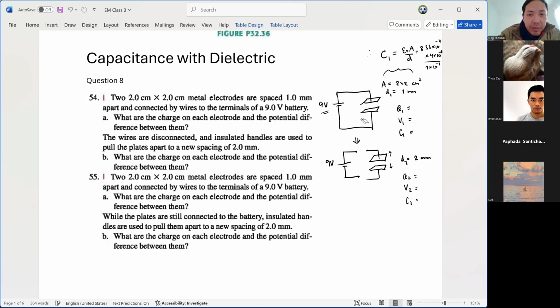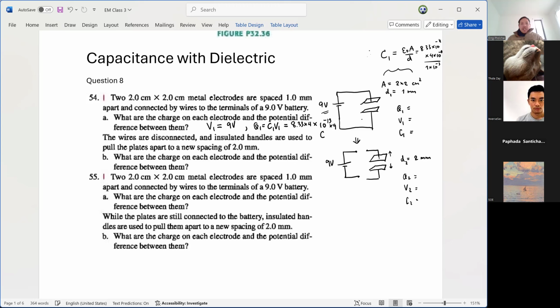So first thing I know is that I know C and I know V. What is V1? V1 must be 9 volts, right? And Q1 is going to be C1 V1. So it's going to be this number. So 8.33 times 4 times 10 to the negative 4 plus 3 becomes negative 1, and negative 1, so it's negative 13 farad, times V, which is 9. So the unit is going to be coulomb.